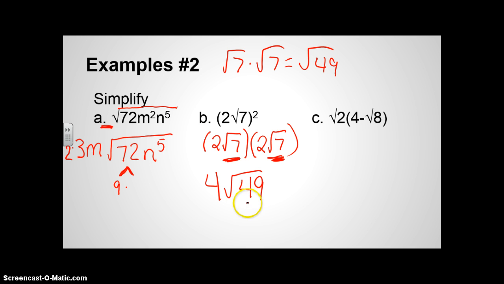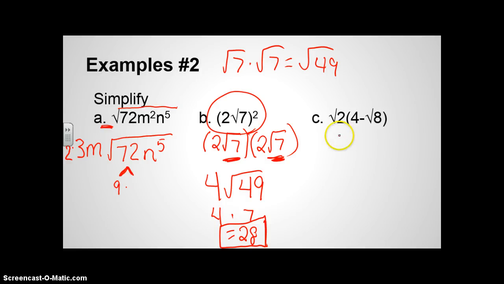Is 49 a perfect square number? Yes, it is. So we take the square root of 49, which gives me 7. So now what I do is I take 4 times 7, and I get a value of 28. And when we simplify the original problem, our final answer ends up being 28. And that's it for B.